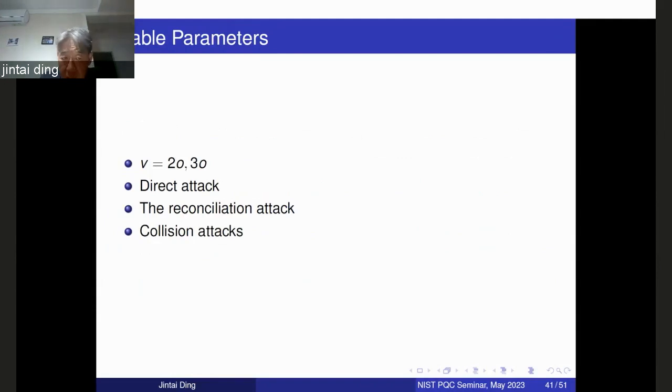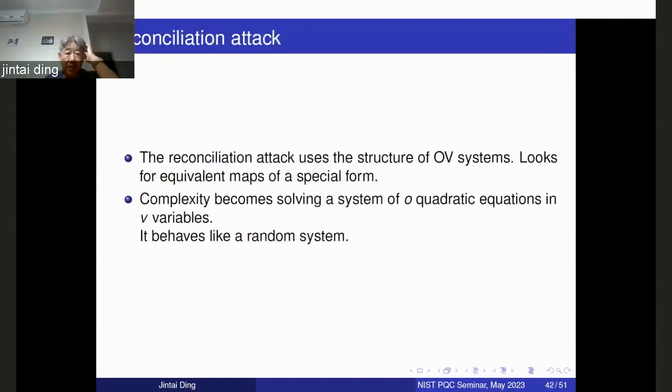And you will ask me, how about security? In addition to the Kipnis-Shamir attack I described, you would ask me, hey, what are other possible attacks? Of course, the main attacks we can categorize into 3 categories. Number 1, direct attack. Number 2 is a reconciliation attack. Number 3 is a collision attack if you use salt. So let's look at those attacks. What is a reconciliation attack?